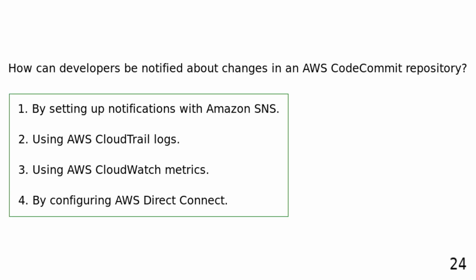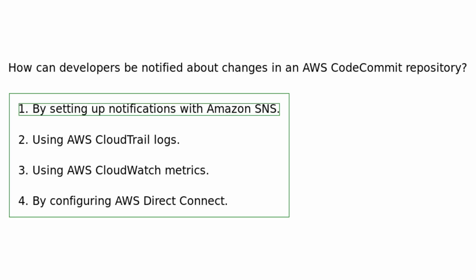How can developers be notified about changes in an AWS CodeCommit repository? By setting up notifications with Amazon SNS. Using AWS CloudTrail logs. Using AWS CloudWatch metrics. By configuring AWS Direct Connect. Amazon SNS can be configured to send notifications about changes in a CodeCommit repository.